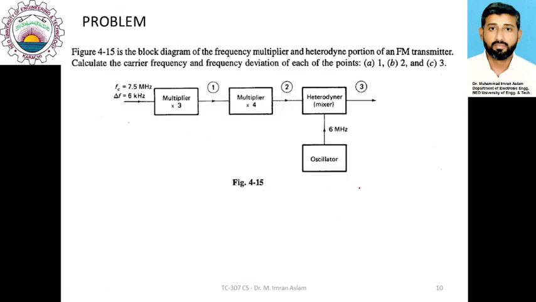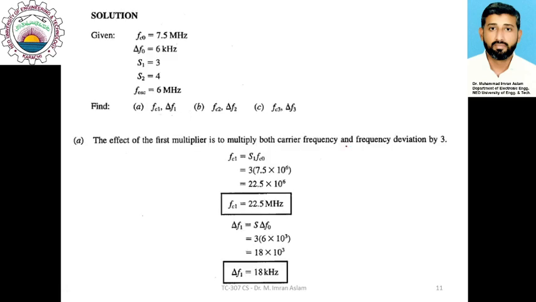You can see that in this way we can increase the carrier frequency as well as the frequency deviation by using a combination of multipliers and heterodyners. So from this we understand that we can shift the frequencies and frequency deviation to the desired value. So we would stop the discussion of this lecture here.